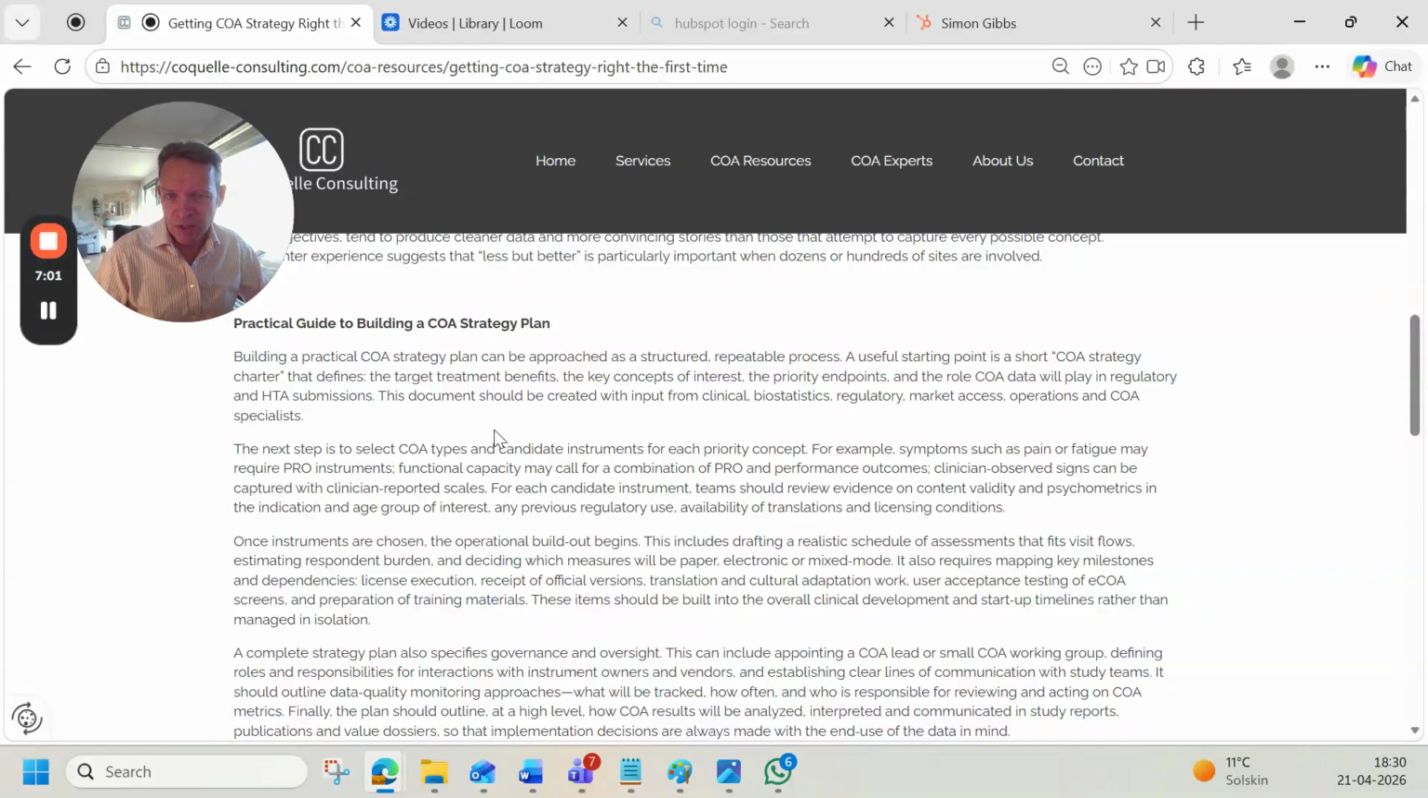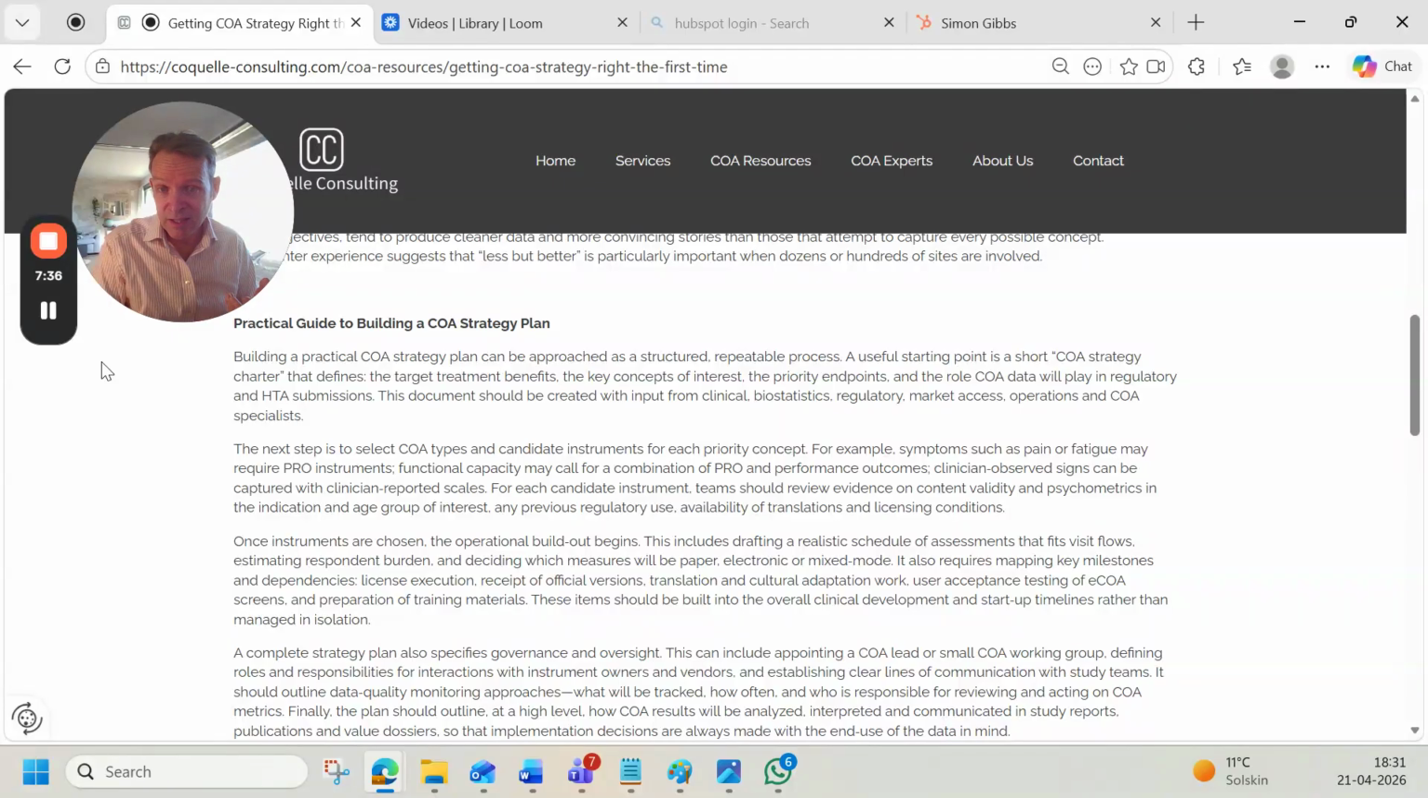This document should be created with input from clinical, biostatistics, regulatory, market access, operations, and COA specialists. The next step is to select COA types and candidate instruments for each priority concept. For example, symptoms such as pain or fatigue may require PRO instruments. Functional capacity may call for a combination of PRO and performance outcomes. Clinician-observed signs can be captured with clinician-reported scales.